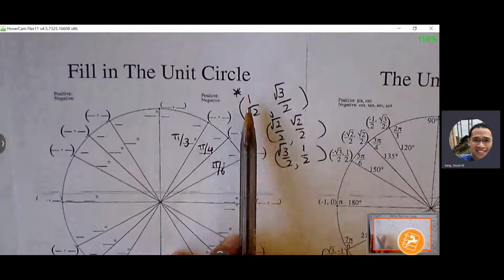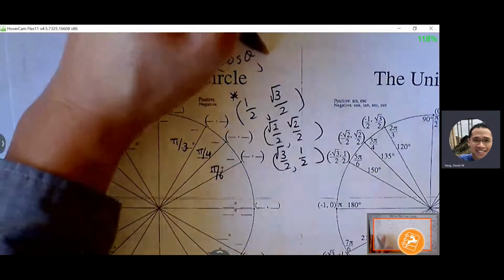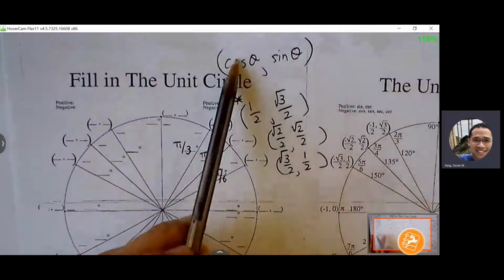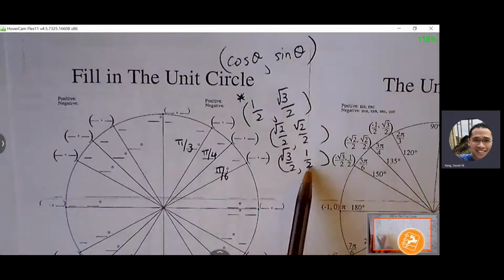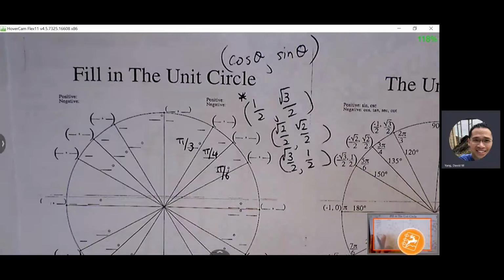The x value refers to the cosine, and the y value refers to the sine. So if I want to find cosine of pi over 3, it would just be 1/2. Sine of pi over 6 would just be 1/2. Sine of pi over 4 would just be root 2 over 2.